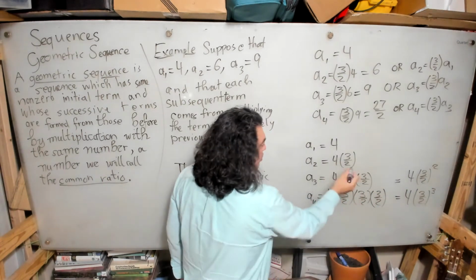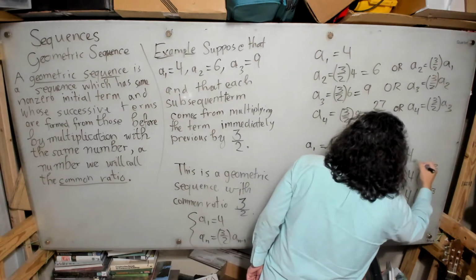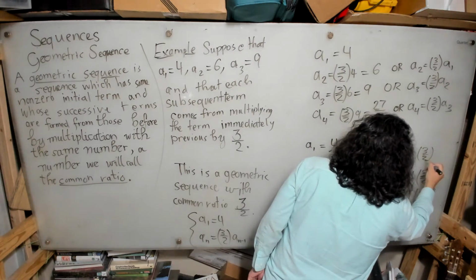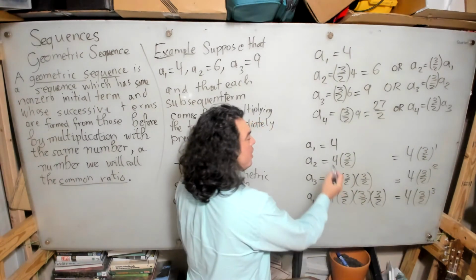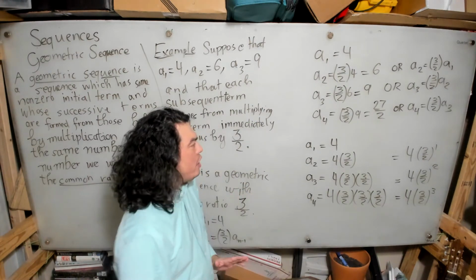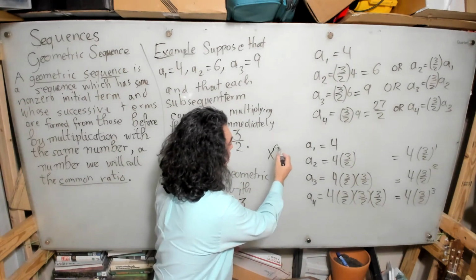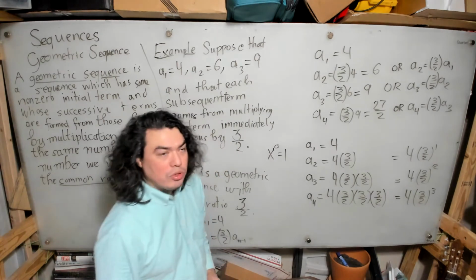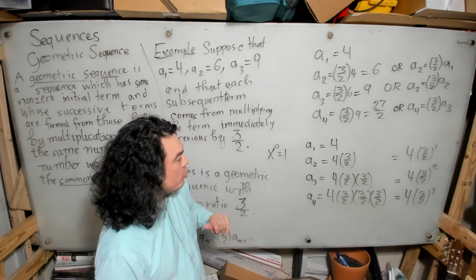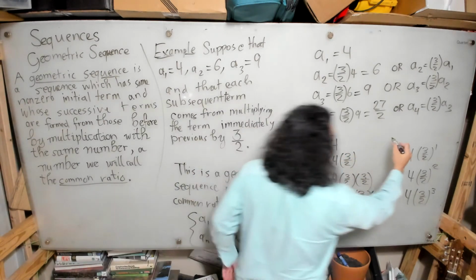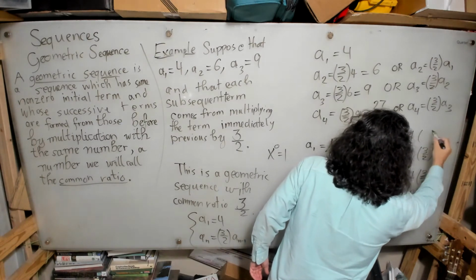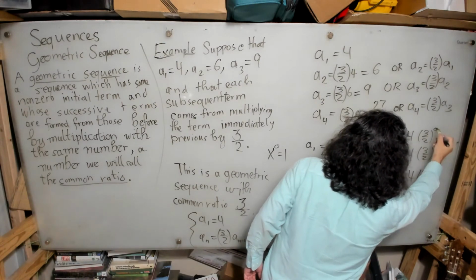What about this one? This one is 4 times (3/2) to the 1 power. And we know that if we have some real number x and we raise it to the 0 power, it's equal to 1, right? That's one of our exponentiation rules. So I can also write this one as 4 times (3/2) to the 0.